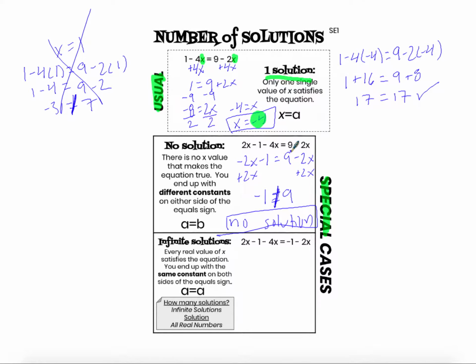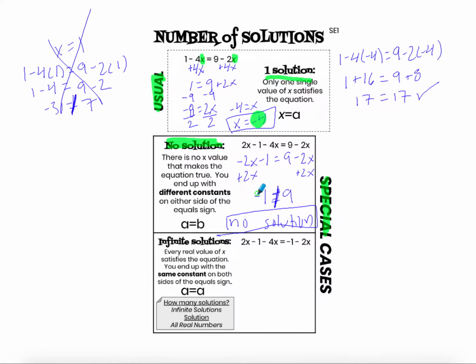Looking at this line right here, it makes sense. -2x minus 1 equals 9 minus 2x. I'm multiplying x by the same number, -2, on both the left and right hand side. But then on the left, I'm then subtracting 1. On the right, I'm adding 9. So there's not going to be a number that I can multiply by -2 and then subtract 1 and get the same thing as multiplying by -2 and adding 9. That's never going to happen, no matter what value of x I try. So this is my first special solution, which is no solution, my first special case.